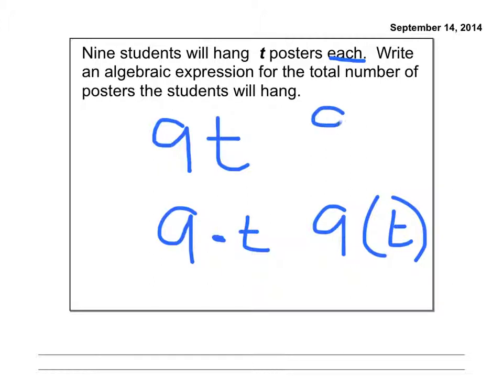We do not want to write 9 times t with an x like this because, remember, in algebra we're using variables, and this x is a variable, so we do not want to use x anymore. We want to use these other methods of indicating that we have multiplication. A 9 up against the parentheses, a number up against the parentheses, or numbers with a dot in between indicates multiplication, or when they're a number and a letter, or a letter and a letter up against each other, that means multiplication.